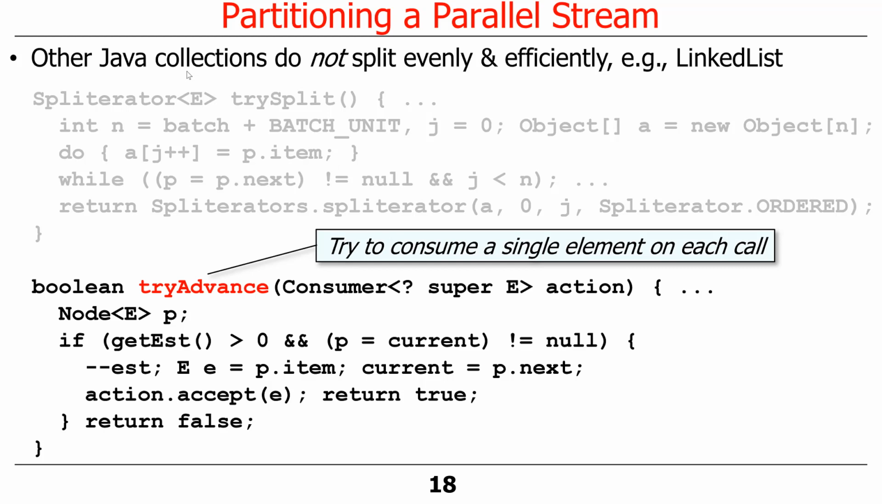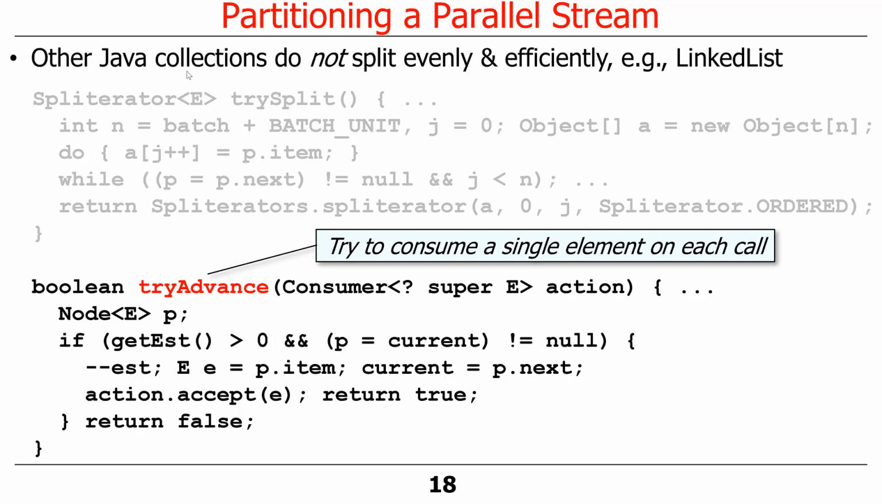tryAdvance, as you can also see, is a little bit more complicated. So this is just the logic required to figure out how to accept the next element, or consume the next element, in the linked list. And as you can see, because it's a linked list, you've got to do things like deal with the next pointer, and you have to do other stuff. So it's just a little bit more complicated.